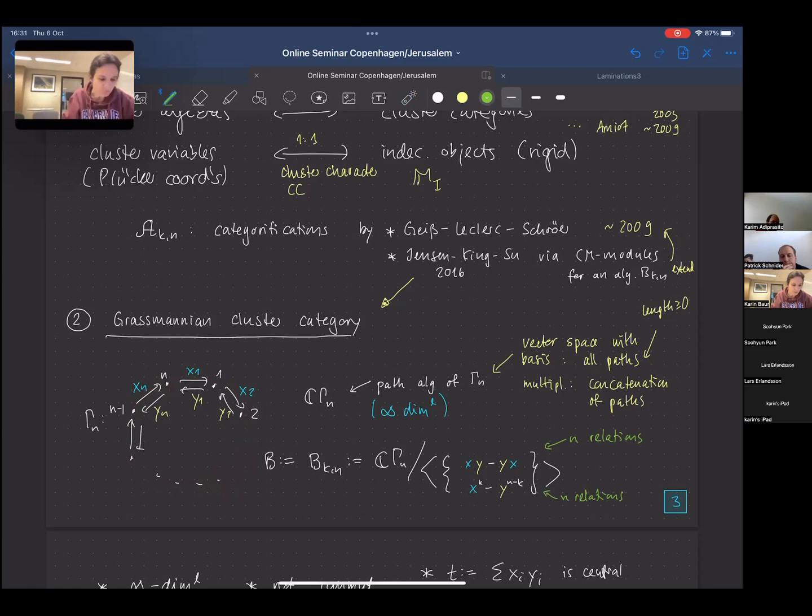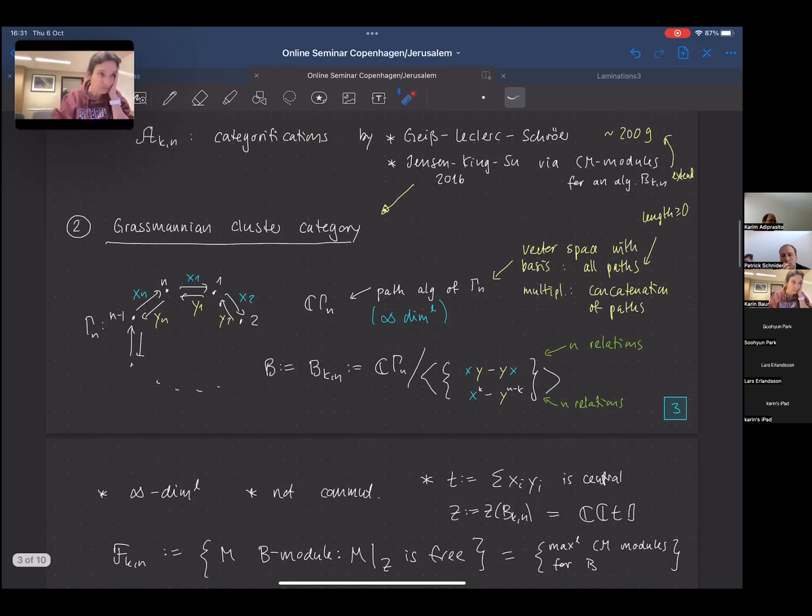So I'm not taking the entire big algebra, but I'm identifying some of the paths. It's still infinite dimensional because I can still go on forever. The problem with that is that a lot of the methods we have in algebra or module theory don't work for infinite dimensional algebras, and that's why it's difficult to work with these categories. I'm going to denote this algebra by BKN, or just B if I want to be brief.